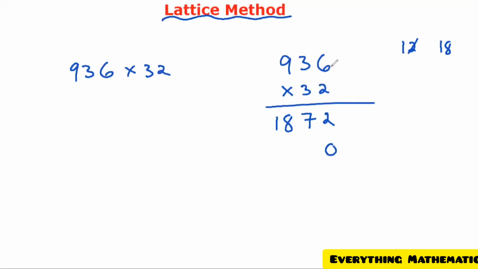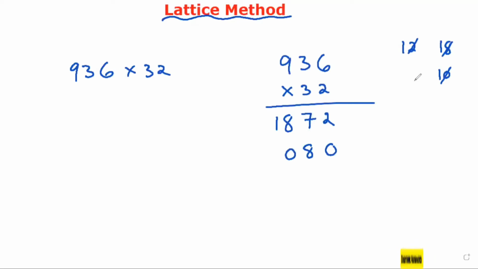And then we go, 3 times 6 is 18. So I cross out my 8 and I put it here. 3 times 3, that is 9, plus this 1 from the 18, that will give me 10. So I just put the 0. And then 3 times 9, that will be 27. And then we have that 1 from the 10, so that will make it 28. Good.